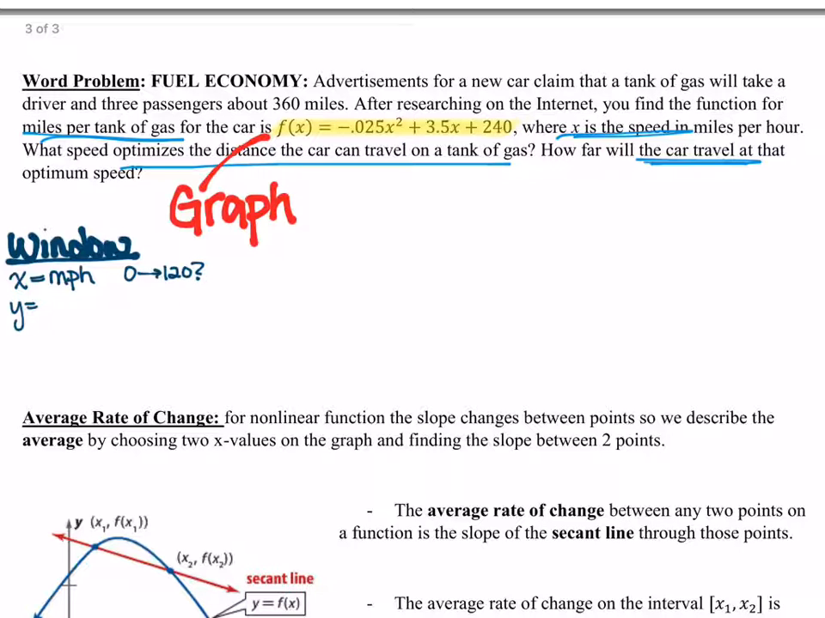So in my window, I'm going to set the x min as 0, the x max is 120. And those are the values that I just wrote over here. So that would be my min, that would be my max. All right, same idea for the y.